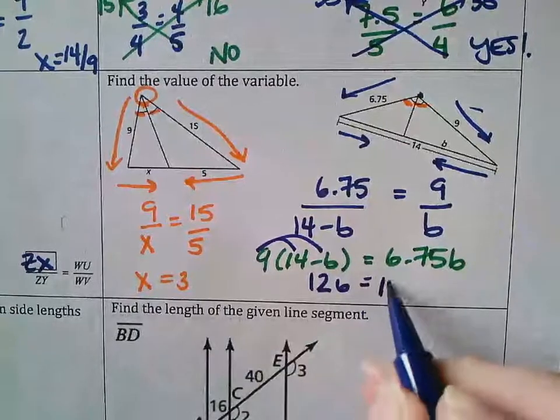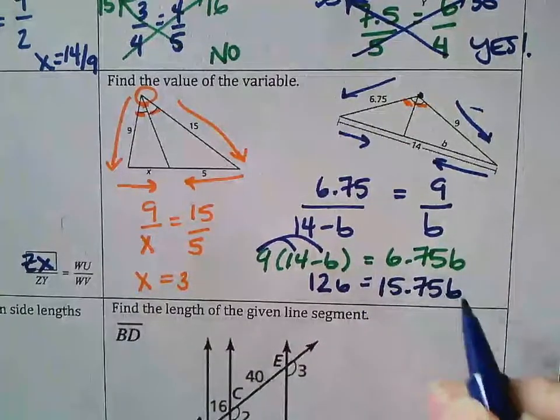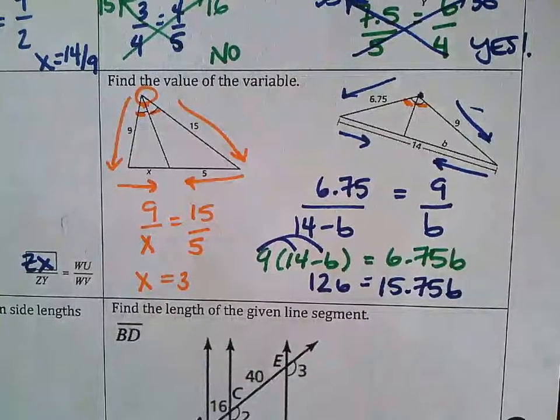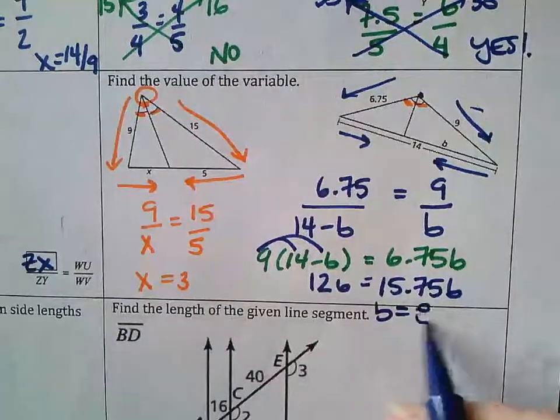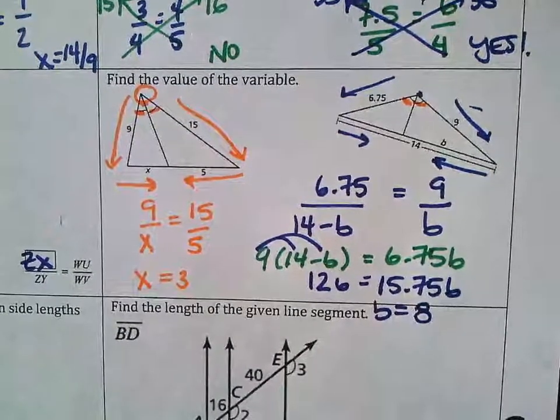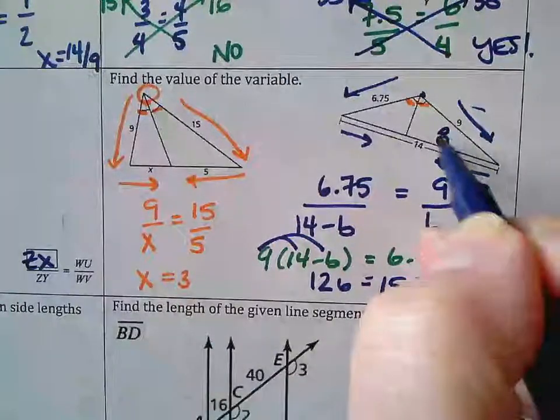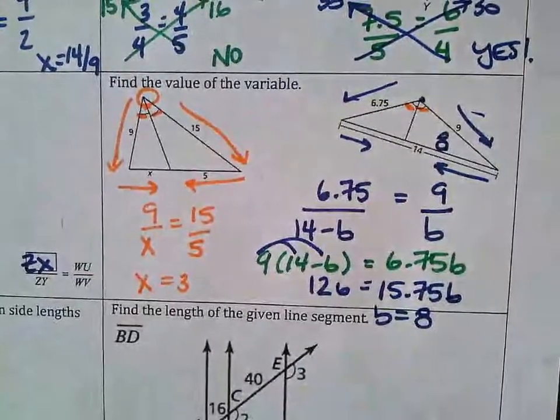equals 15.75b. When you're done, you will end up with b equal to 8. So this right here is 8. Okay, a couple more examples.